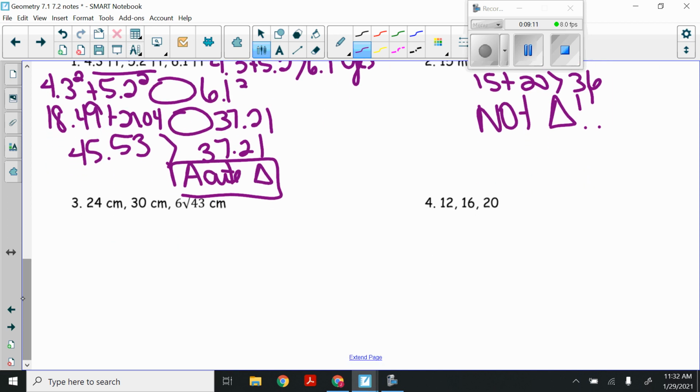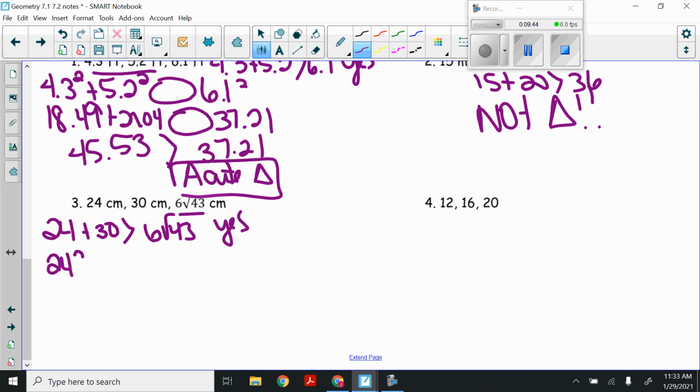Number 3, I have 24, 30, 6 square roots of 43. Again, I need to know 6 square roots of 43, what is that? Okay, I can type that into my calculator. Or I know that 43 is greater than 36, right? And the square root of 36 is 6. 6 times 6 would give me 36. So I know that that's my longer side. So 24 plus 30 greater than 6 square roots of 43, which is about 36? Yes. So I know it's going to make a triangle.